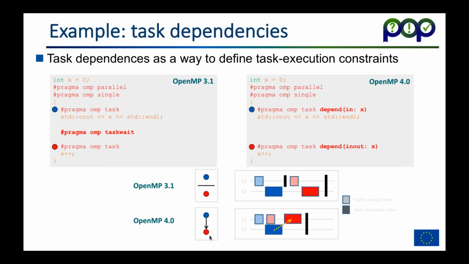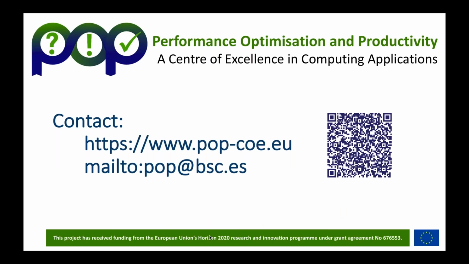So we're trying to get rid of all the hard barriers and task-related barriers. And we are trying to enable the programmer to express fine-grained dependencies between tasks so that the runtime can optimize the execution of the tasks to exploit the maximum amount of parallelism.